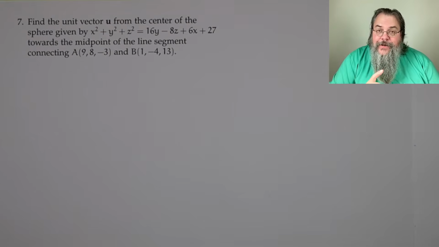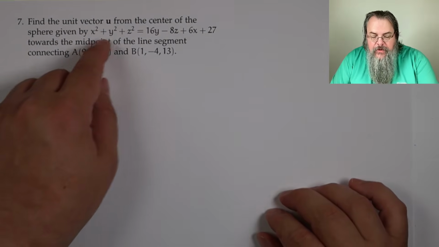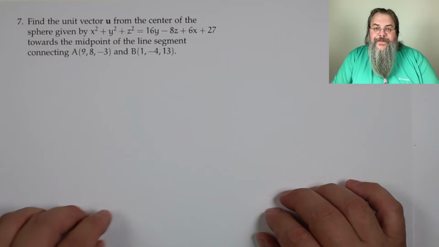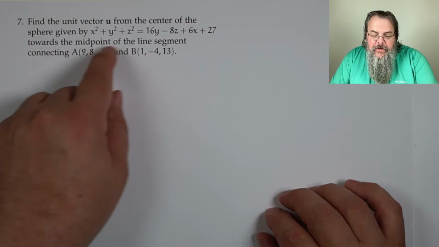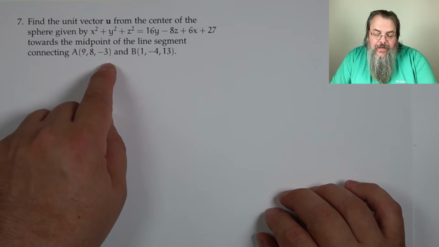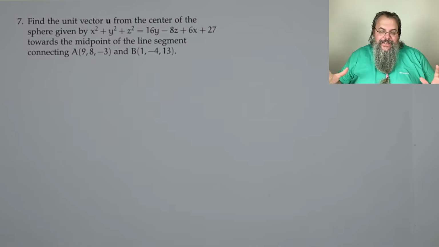Find the unit vector u from the center of the sphere, given by x squared plus y squared plus z squared equals 16y minus 8z plus 6x plus 27, towards the midpoint of the line segment connecting the point A, 9, 8, negative 3, and the point B, 1, negative 4, 13. All right.